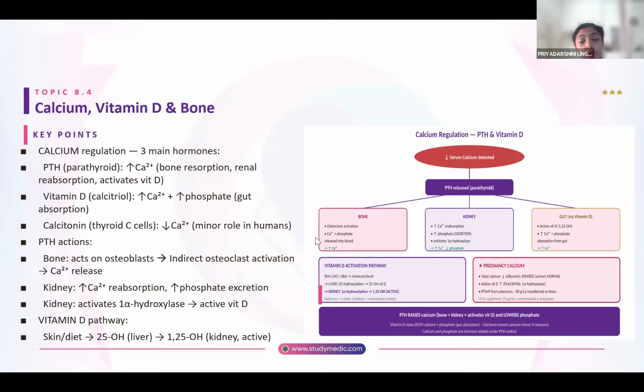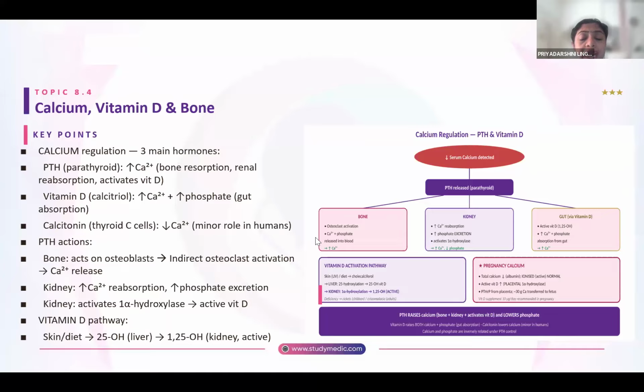Now, what is it going to do? It is going to activate your vitamin D. You have 1,25 dihydroxycholecalciferol. Now, what is this going to do? This is going to increase your calcium and phosphate. Okay, so absorption from the gut is going to get increased.